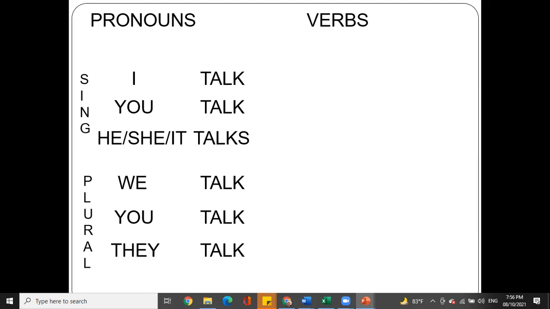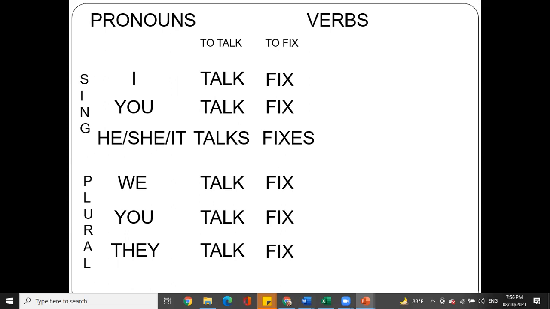To talk is what you call the base form, the dictionary form. Some people call it the infinitive form. The infinitive to, there is no conjugation for that, guys. It's always without the s or es. To talk. To fix. Fixes, fix. As simple as that.